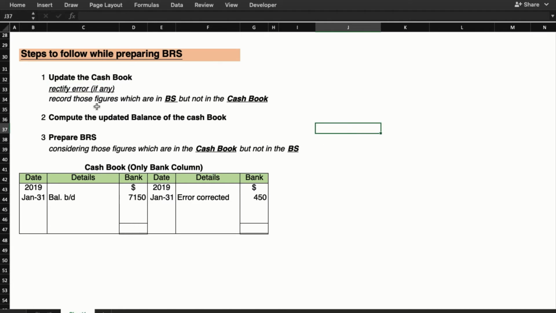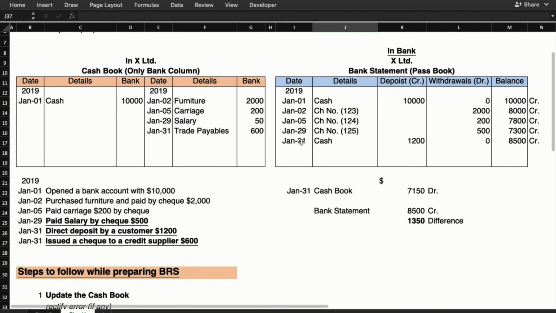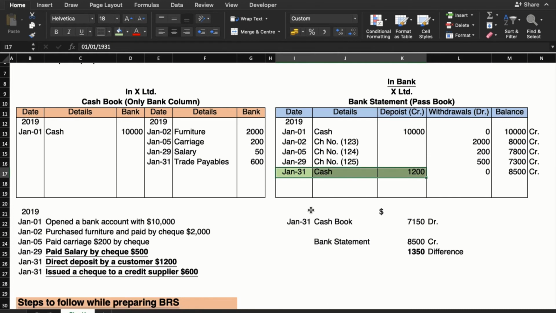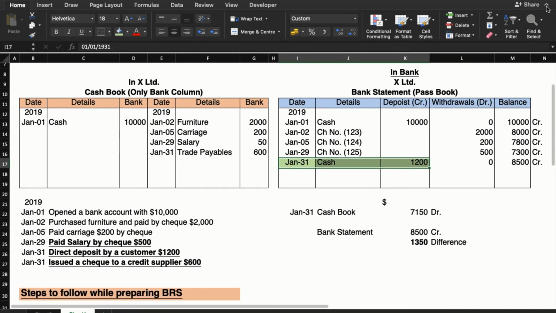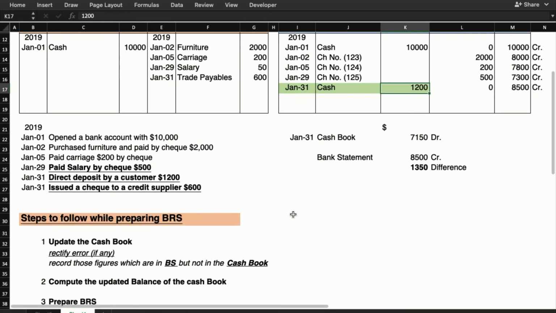Now the second point is what? Record those figures which are in bank statement but not in the cash book. So we need to find such figures. So here we have only one figure. And what is that? So this is basically direct deposit by a customer. One of my customers directly put $1,200 in my account without informing me. So that's why this 1200 is not entered in the cash book. And it is there in the bank statement. So now I need to record this 1200 in my cash book. I need to update the cash book with this 1200.